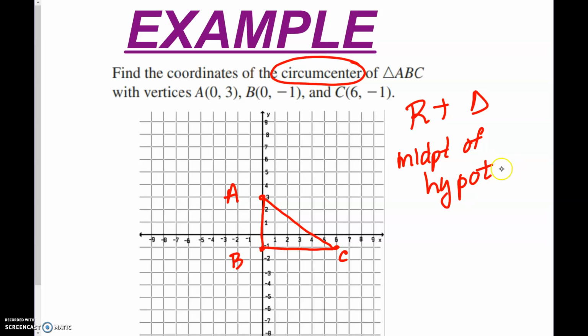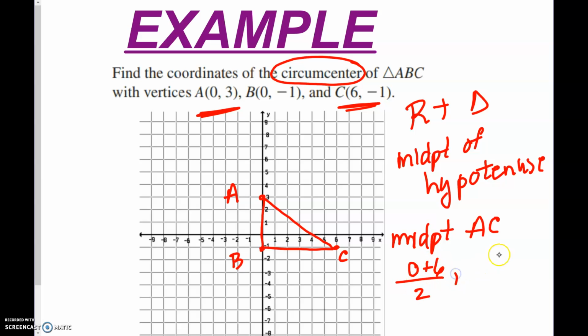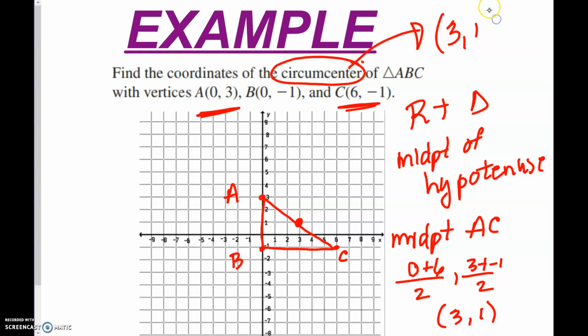So we really don't have to do a lot of work here because we know that this is a right triangle. We just need to find the midpoint of AC. So using A and C, find the midpoint. Midpoint of AC: (0 plus 6) divided by 2, and (3 plus -1) divided by 2. So what do we get? 3, and 3 plus -1 is 2. 2 divided by 2 is 1. So that would be right here at (3, 1). So the circumcenter of this particular triangle is at the ordered pair (3, 1).